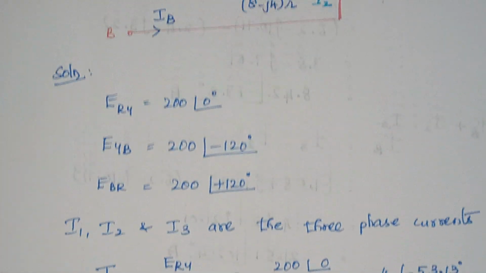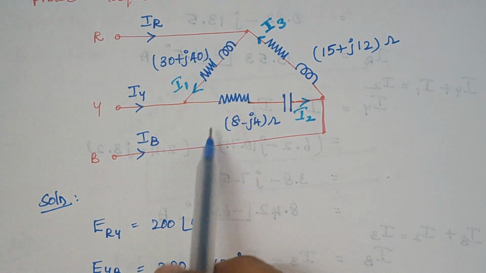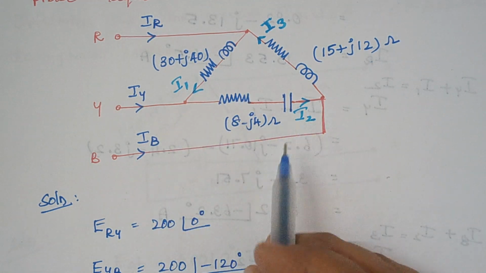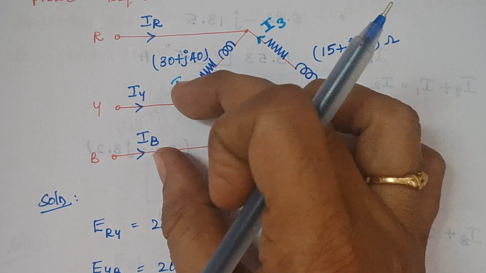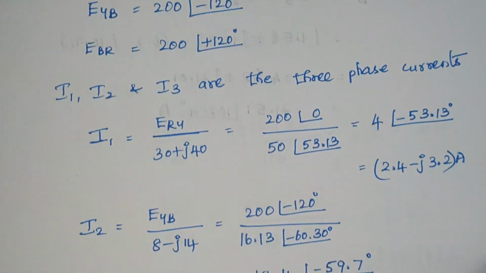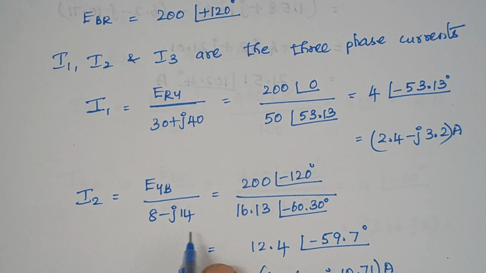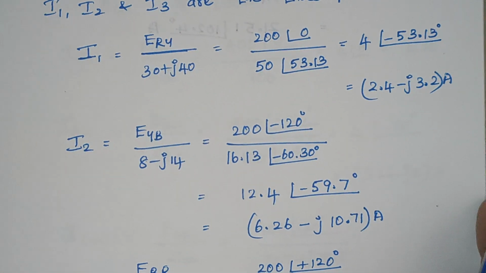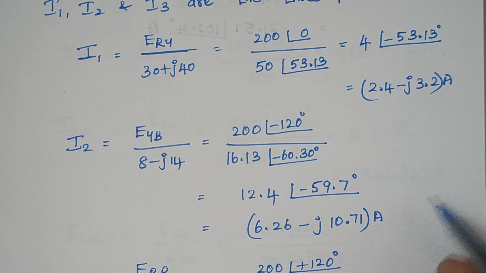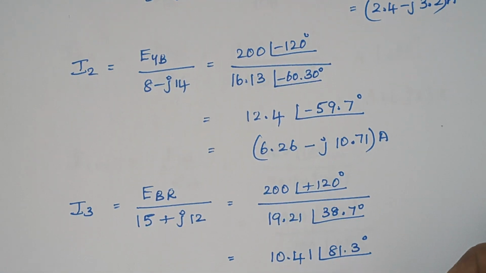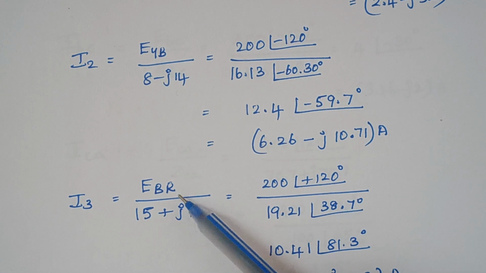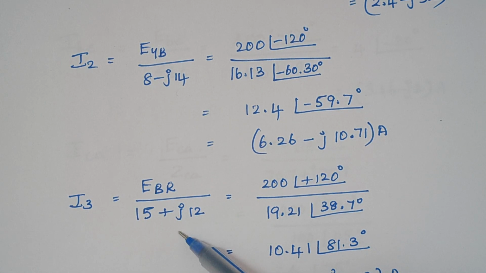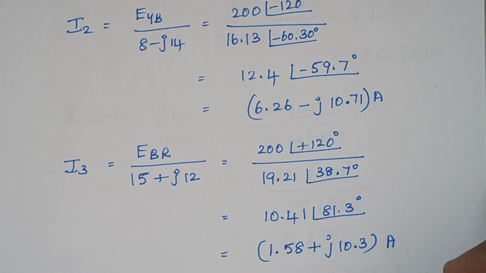So how to find the value of I2? You see, I2 is the current flowing through this path. So what is the voltage? Here EYB should be taken into account. Therefore EYB divided by 8 minus j4. Again just substitute the values, and the answer is 6.26 minus j10.71 amps. Finally we move on to I3. I3 is nothing but EBR divided by that impedance. Again just substitute the values, and the answer is 1.58 plus j10.3 amps.